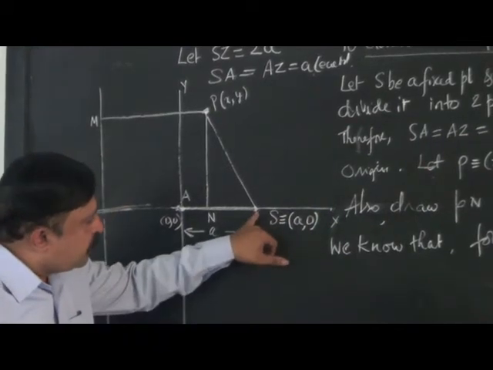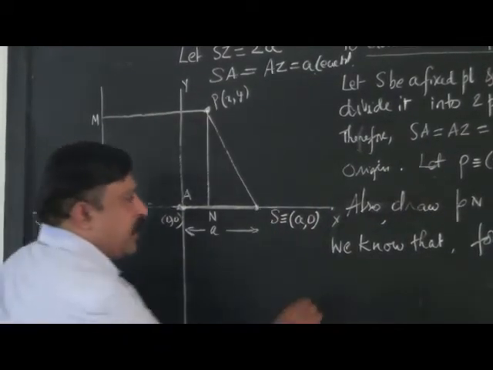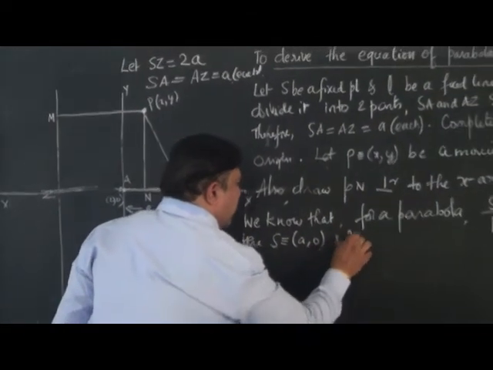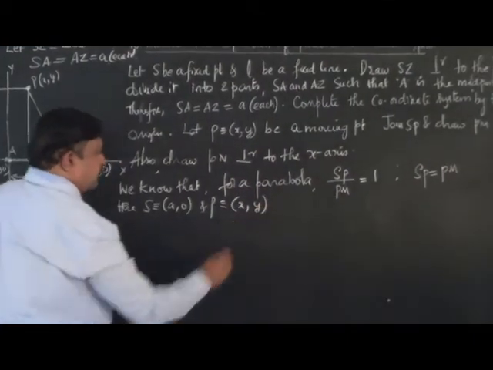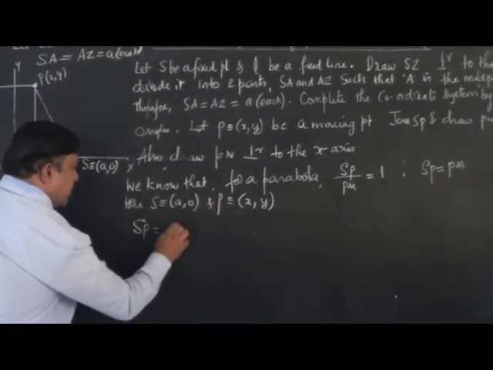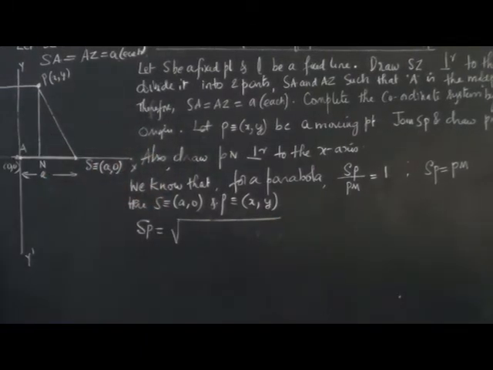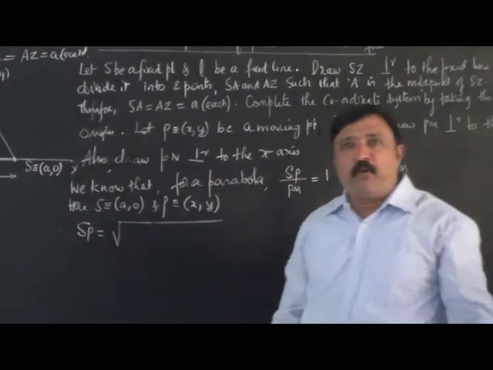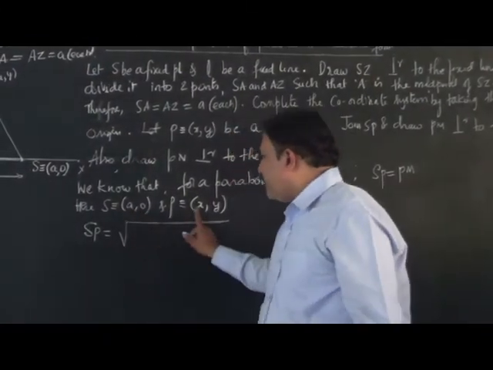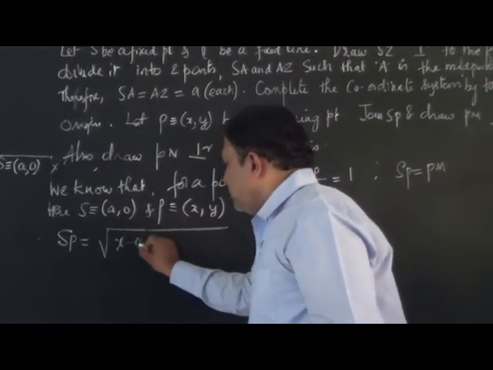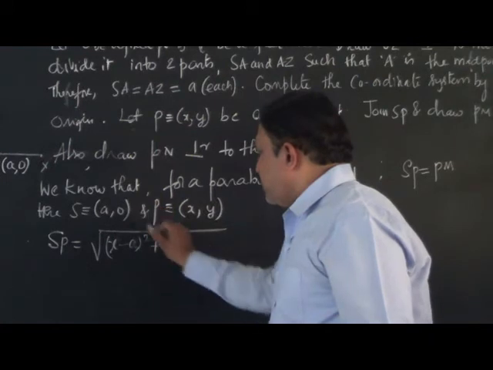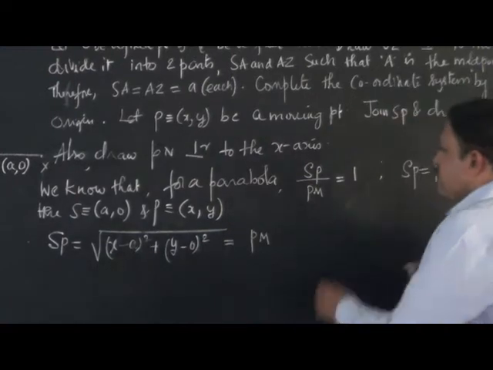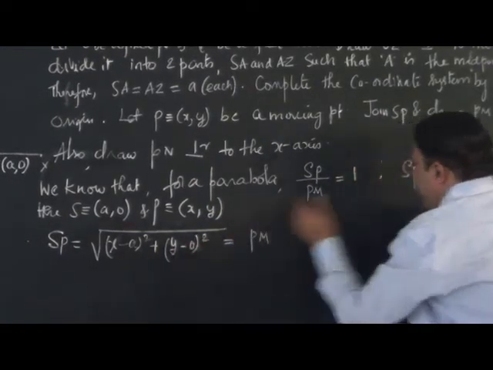So I will now use the distance formula between the points S and P. Here, S equals A, 0 and P equals x, y. Therefore, SP equals, you know the distance formula between the points x1, y1 and x2, y2: square root of x2 minus x1 whole square plus y2 minus y1 whole square. So square root of x minus a whole square plus y minus 0 whole square is equal to PM.